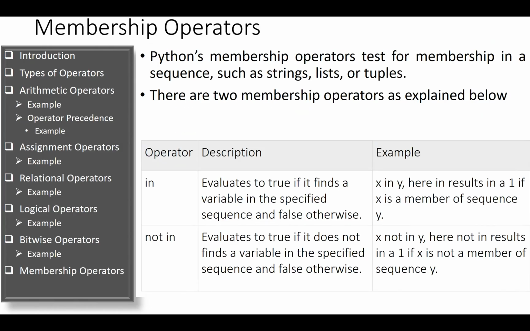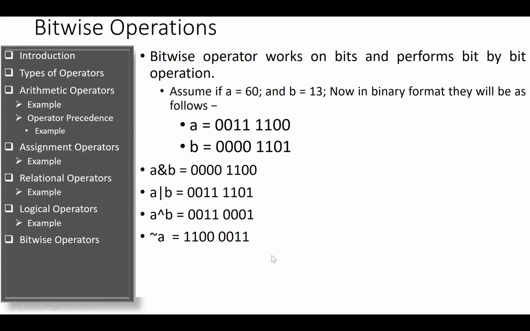Python membership operators test for membership in a sequence. Basically there are two membership operators, in and not in. In evaluates to true if it finds a variable in the specified sequence. If it is not present, it will evaluate to false.